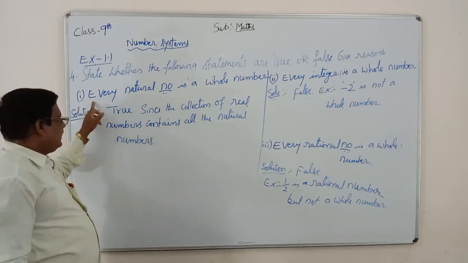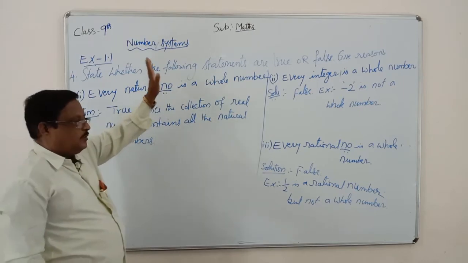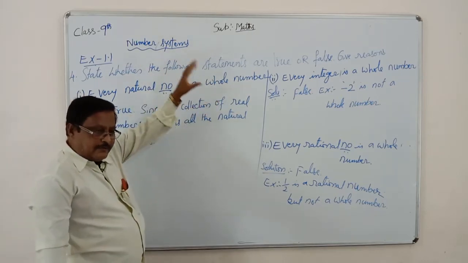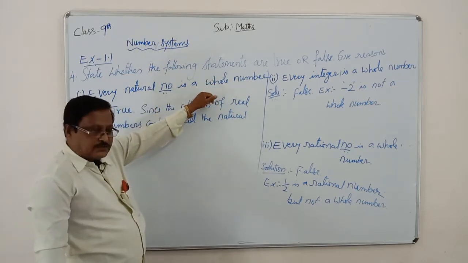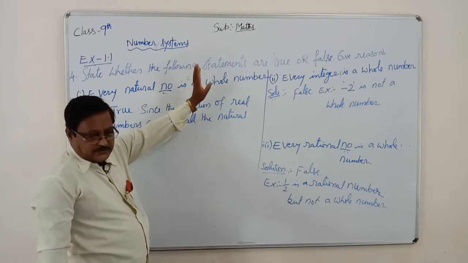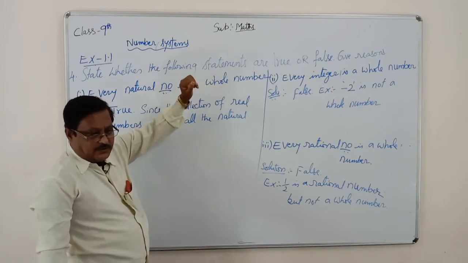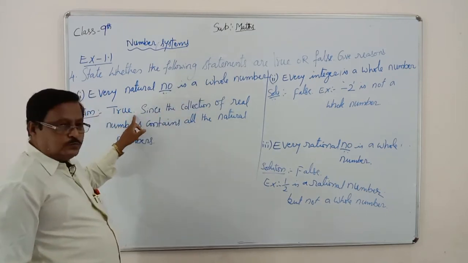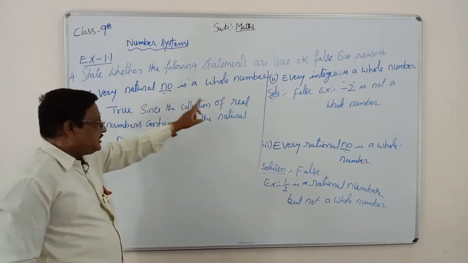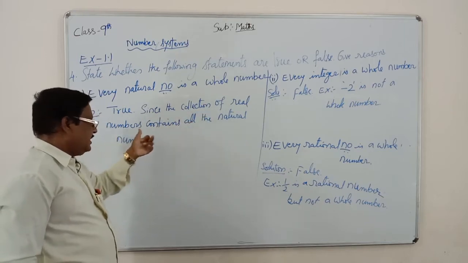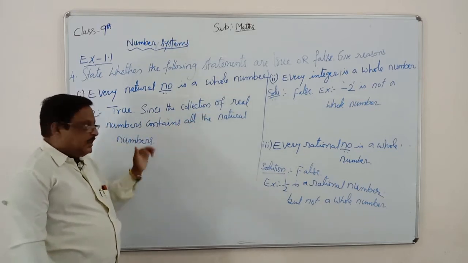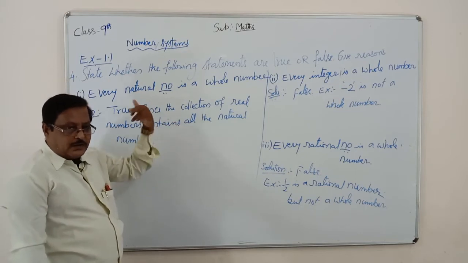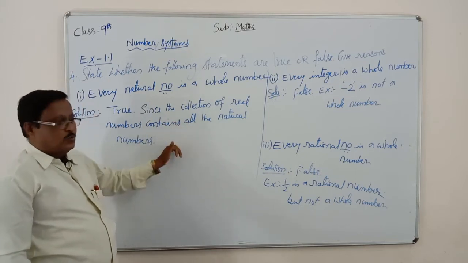Here, first one: every natural number is a whole number. Every natural number means counting numbers. Counting numbers means 1, 2, 3, 4, 5, 6, like this. Counting numbers are always whole numbers. Yes, this is true. The collection of real numbers contains all natural numbers. In real numbers, all the natural numbers come, that's why it is true.